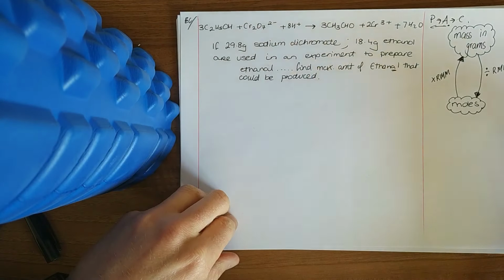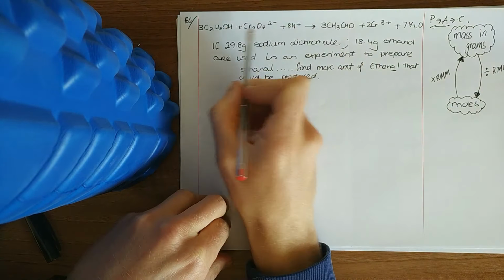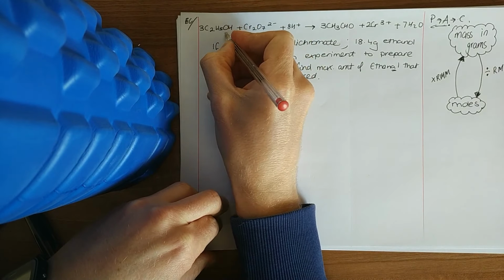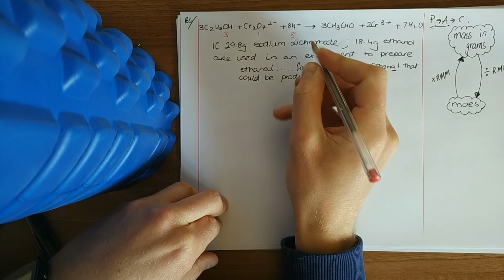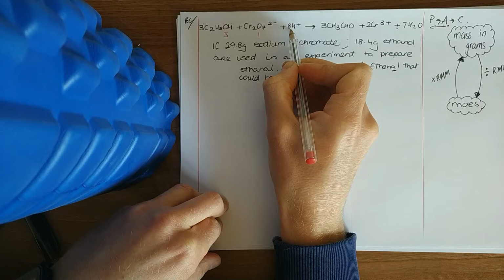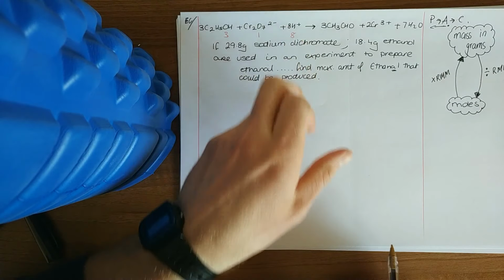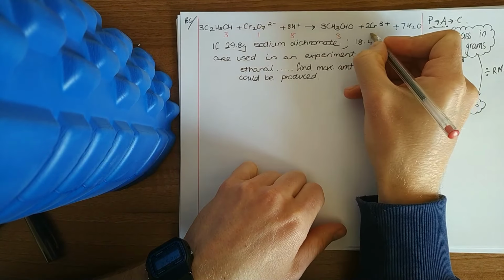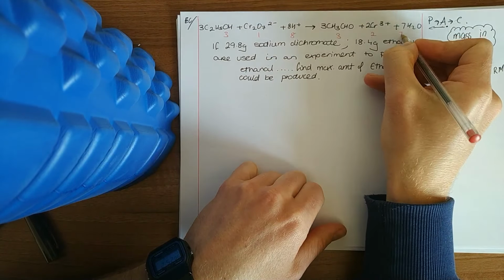So the first thing I would do, write down the ratio in which they react. So it's 3 to 1 to 8. That's just my acidified sodium dichromate. You can see the H plus, 3 to 7. Now work out the number of moles of each of the reactants.